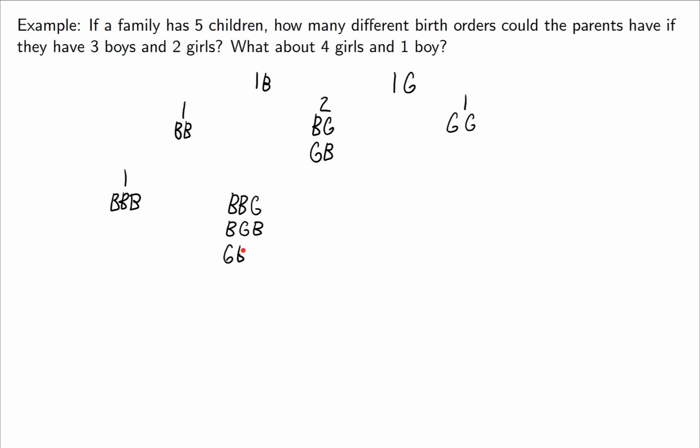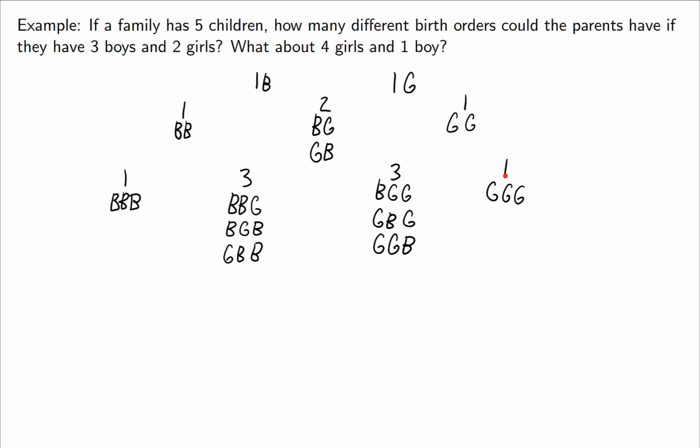Or a girl, then a boy, then a boy. There's 3 ways to have 2 boys and 1 girl. Or from here I could say you have boy, girl, girl, girl, boy, girl, or girl, girl, boy. 3 ways to have 2 girls and 1 boy, and then finally, there's 1 way to have all 3 girls.